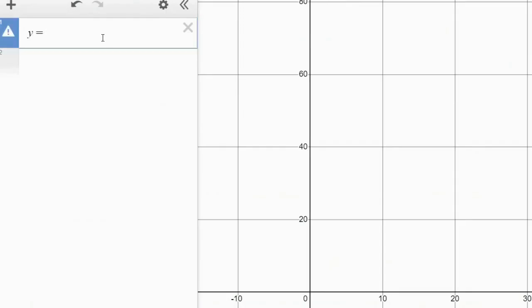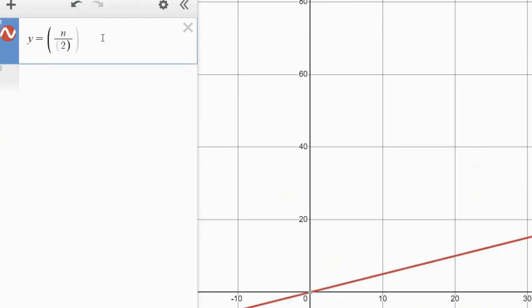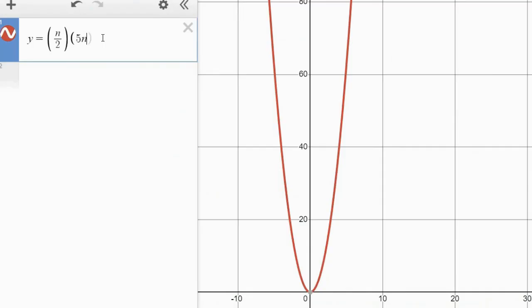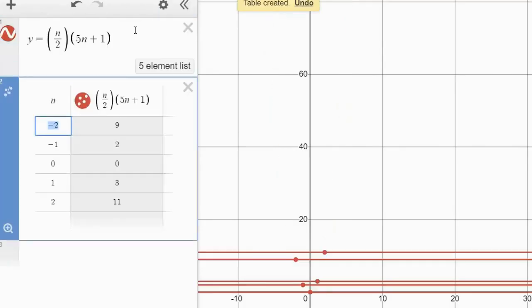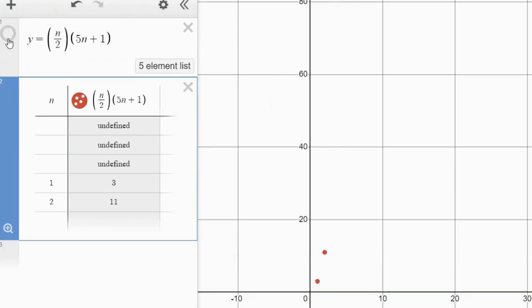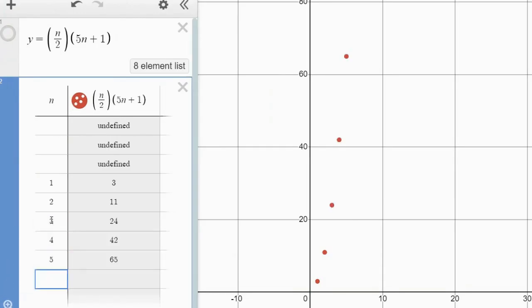So y equals n divided by 2. I'm going to put that in parentheses to keep that together. Times 5n plus 1. I'll put that in parentheses. All right, and let's make a table again, because we only want the series. We don't want the continuous. Let's uncheck the red box there. And let's add more terms. 3rd day, 4th day, 5th day.